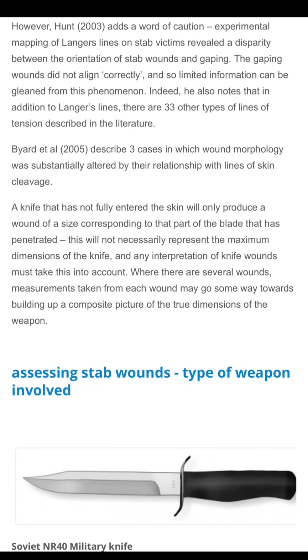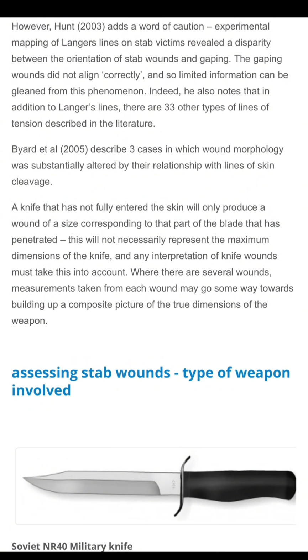And I'm not going to read through every single one of these paragraphs. You can pause and read if you want to read all of these, but it says a knife that has not fully entered the skin will only produce the wound of a size corresponding to that part of the blade that is penetrated. This will not necessarily represent the maximum dimensions of the knife, and any interpretation of knife wounds must take this into account. Where there are several wounds, measurements taken from each wound would go some way towards building up the composite picture of the true dimensions of the weapon. So these would be things that the medical examiner would be looking at during autopsy.